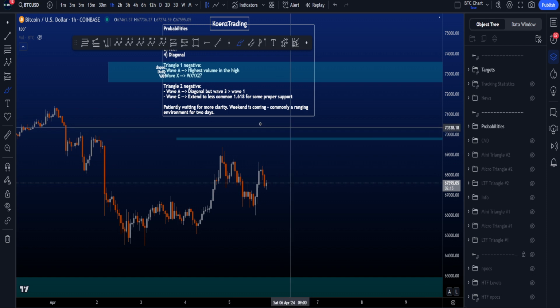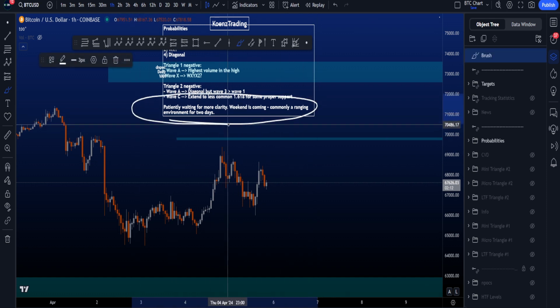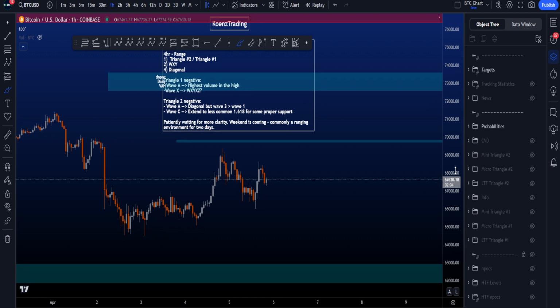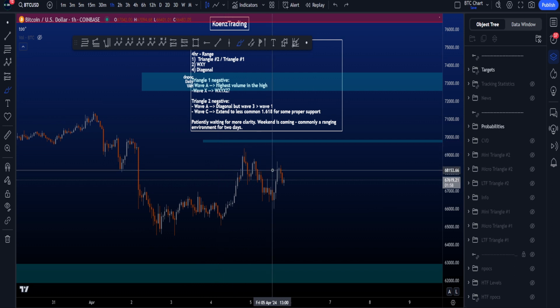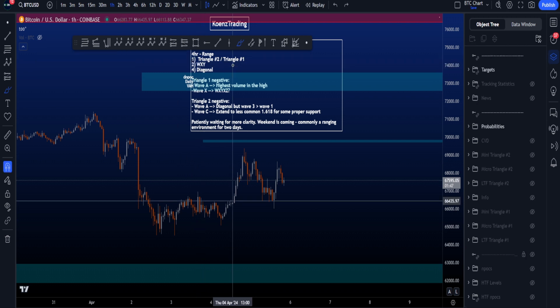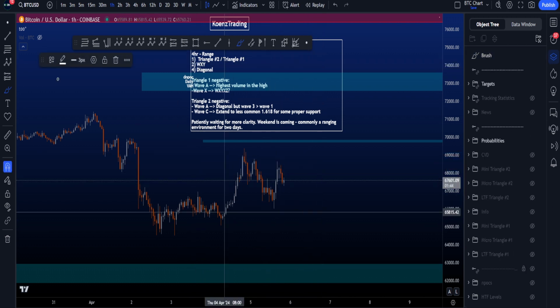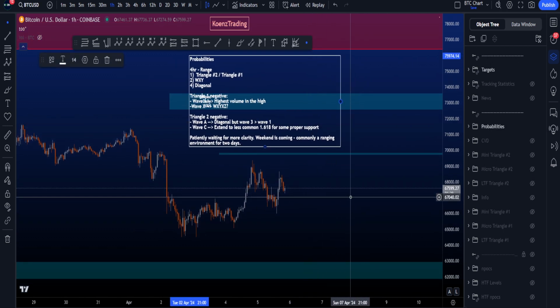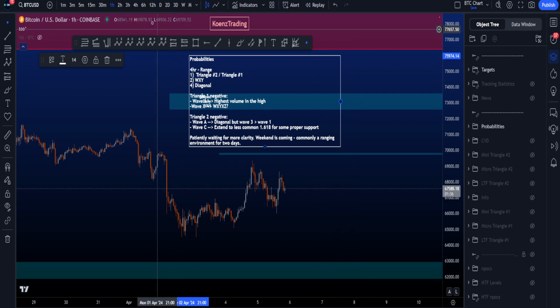So at the moment, I prefer to wait patiently for more clarity. The weekend is coming, so commonly during the weekend we have a ranging environment for 2 days. My feeling is still getting a little bit towards triangle number 1, or at least a bit more upside before downside, but I don't have the confidence, I don't have the backing at the moment from an Elliott Wave point of view to really jump into that and put something on position 1 and another triangle on position 2. So I like to be patient, see what price is giving us, and that is also what trading is about sometimes. Sometimes it's not very clear. We remain very patient, see what price is going to give us.